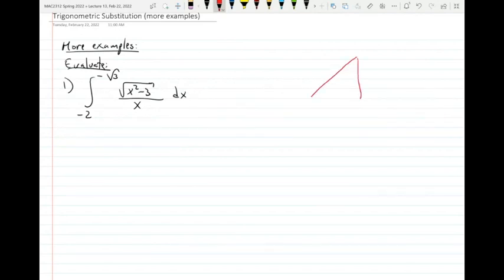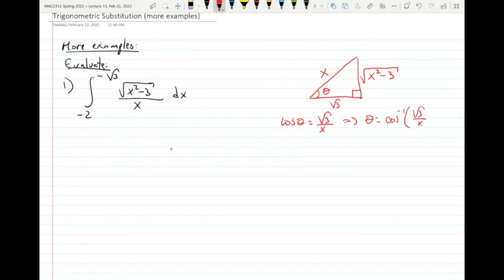Okay, so let's draw our triangle from here. What's the hypotenuse of this triangle? Let's say this is theta, so the hypotenuse is x, and one of the legs is square root of 3. The other leg is the square root of x squared minus 3. I want to get a substitution for x, so in this case I'll be using cosine. Cosine of theta is square root of 3 over x. This immediately tells me that theta equals inverse cosine of square root of 3 over x.